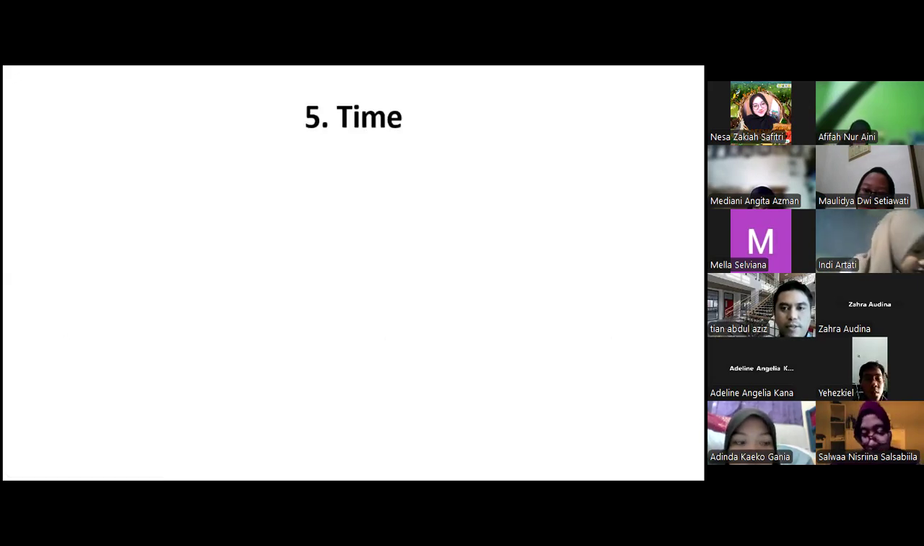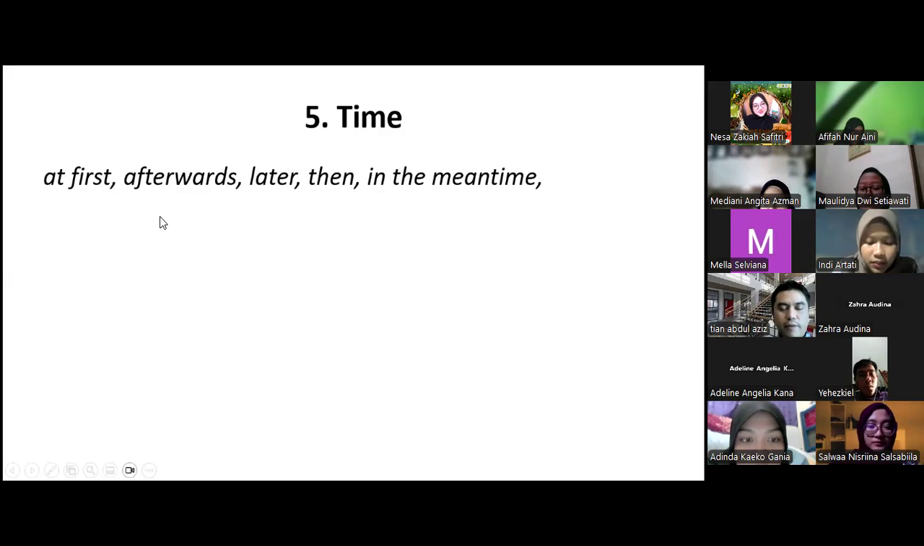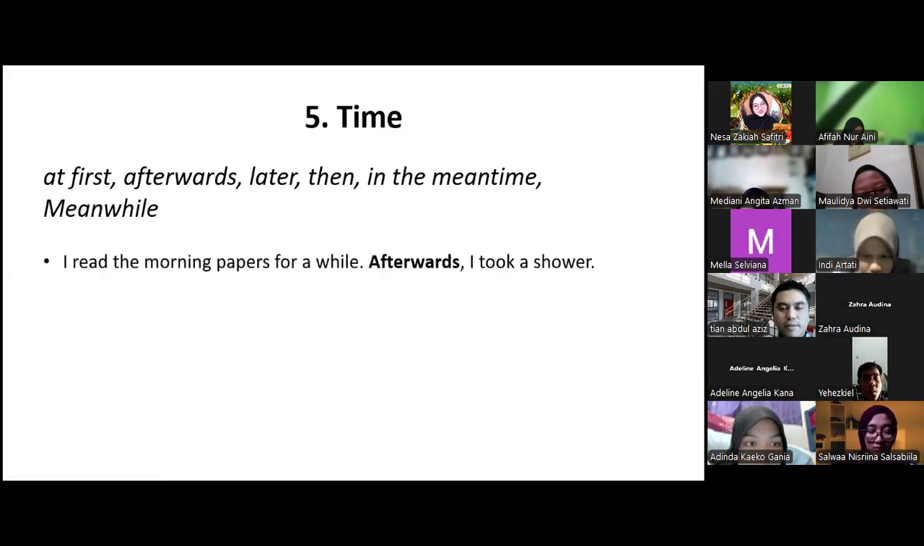Okay, thank you, Maulidia. Next, about time. If we talk about time in a paragraph, it talks about the order of activity. Here, the connectors used for indicating time are such as at first, afterwards, later, then, in the meantime, meanwhile. Okay, let's look at examples of how to use time connectors.